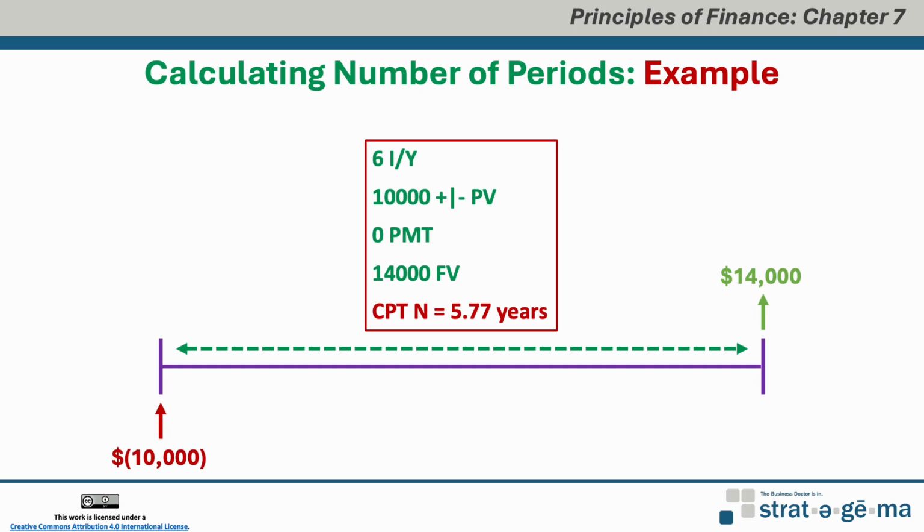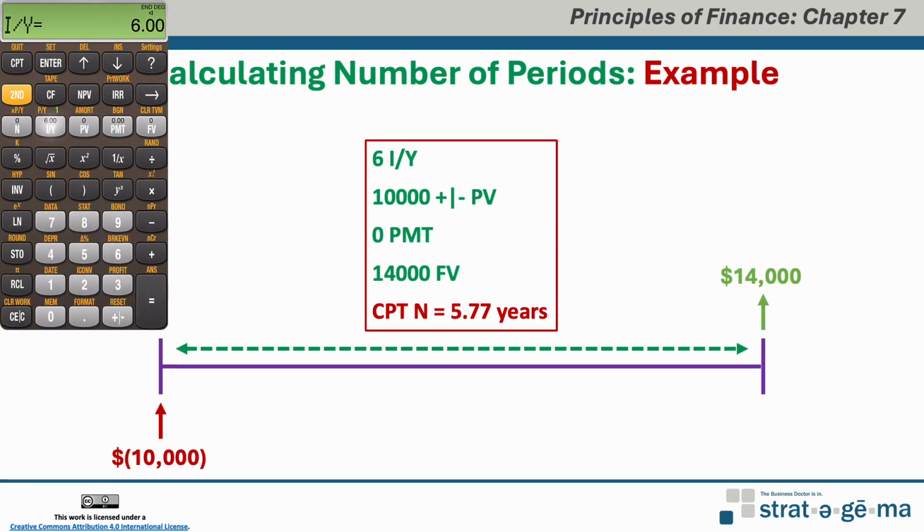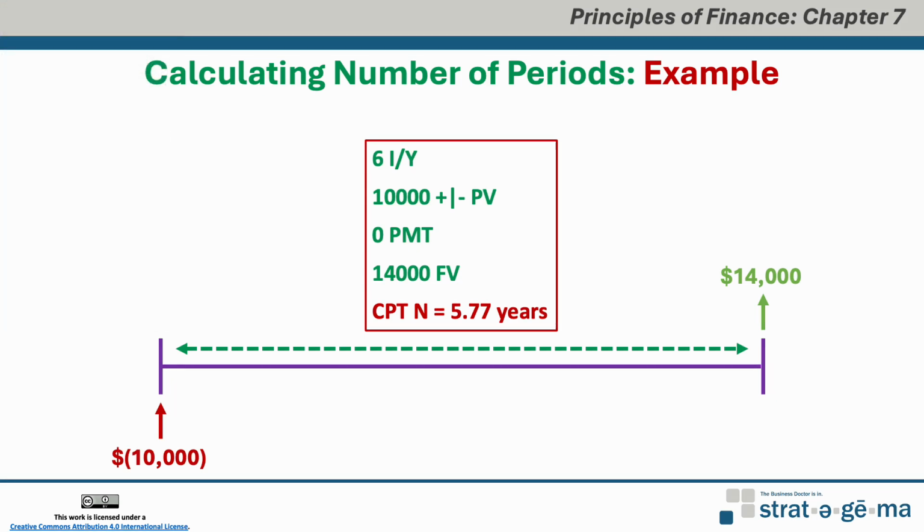So using our calculator, we would go from left to right. We don't know what N is now, but we know that the interest rate is 6, so 6 IY. I put in 10,000 plus minus PV, 0 PMT, and then 14,000 as a positive number in FV, and now I compute N, and that will give me 5.77 years. You can see now it's starting to become a lot easier to work with your calculator to do these. That's why we do them, a little bit of repetition, get them out of the way, and then become more comfortable with the tools that you have.